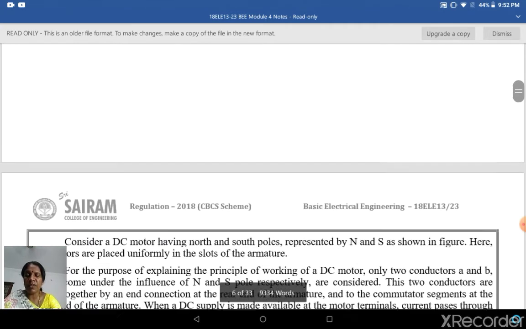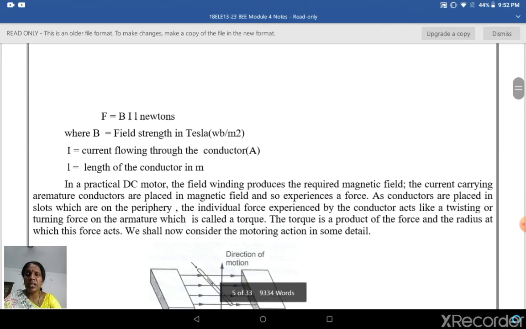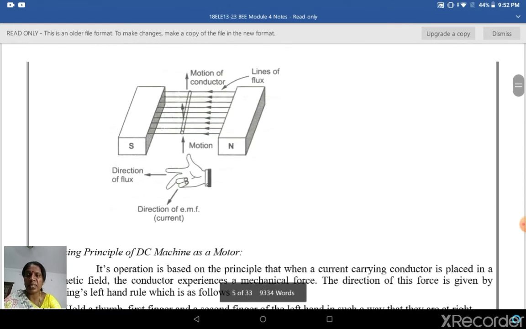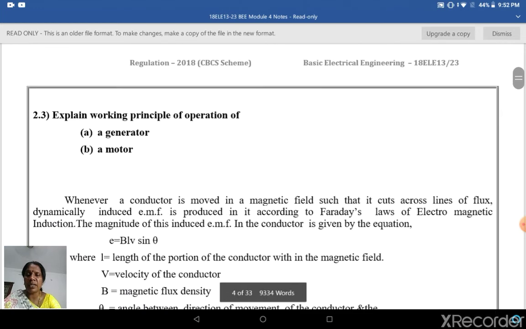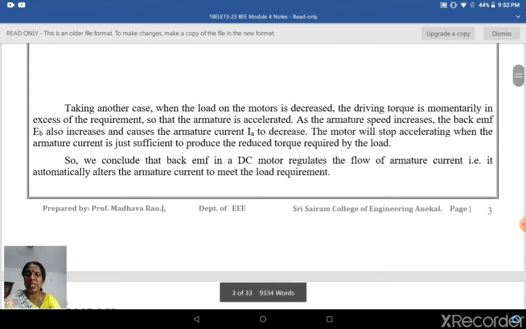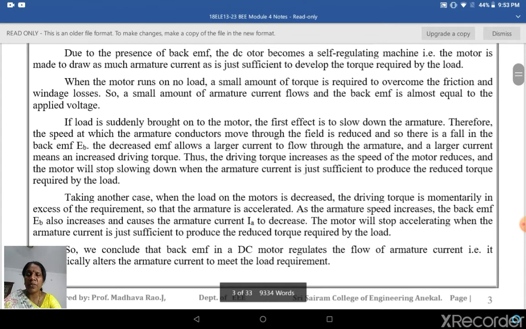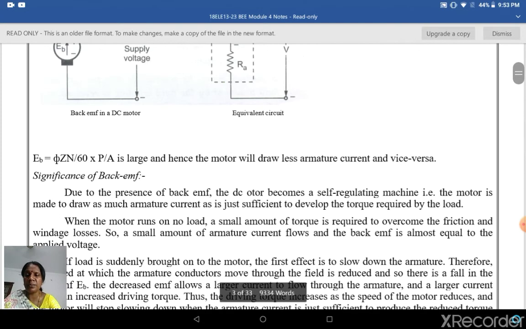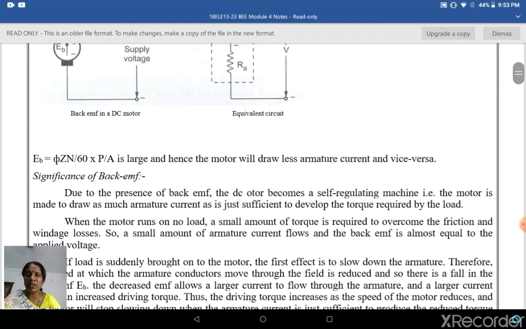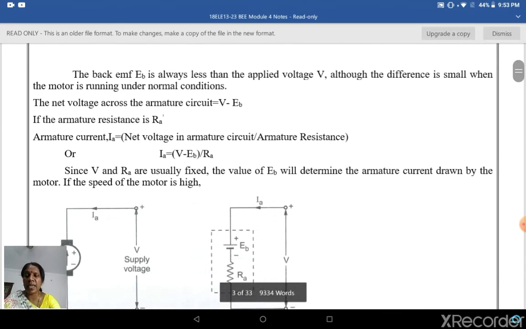As per Faraday's law of electromagnetic induction, when a coil is rotated inside a magnetic field, EMF will be induced in the coil. By giving electrical energy, the coil is made to rotate, but because of this rotating coil inside the field, the generating action will happen. Because of that, EMF is also induced. This is called the back EMF.